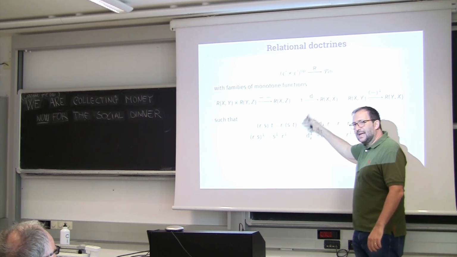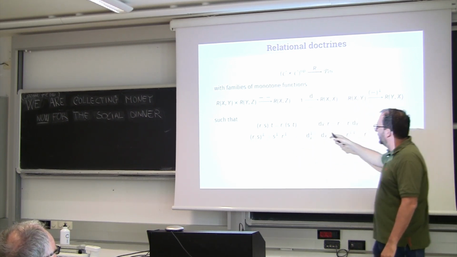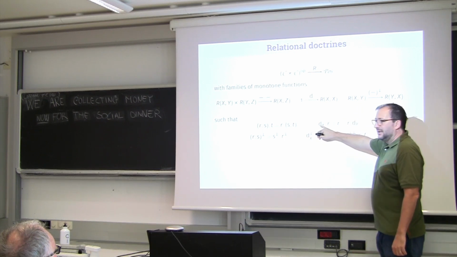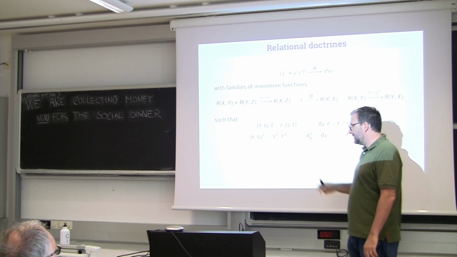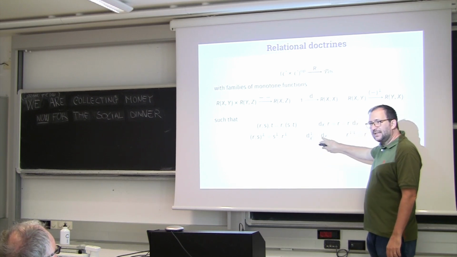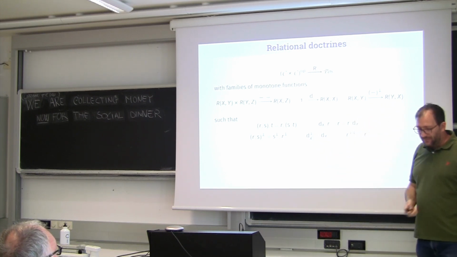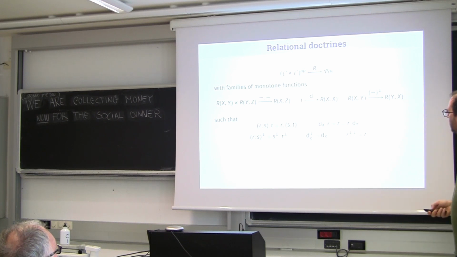And these are the standard axioms of the categorical relation. So the composition is associative. The identity is the neutral element of the composition. The converse switches the order. The converse of the identity is still the identity. And if you take the converse twice, you go back to the original relation.